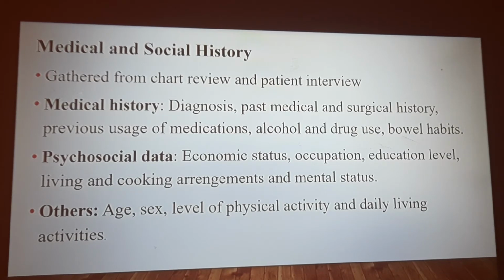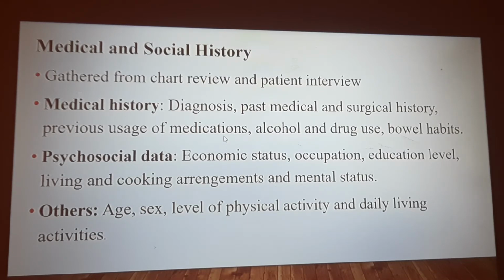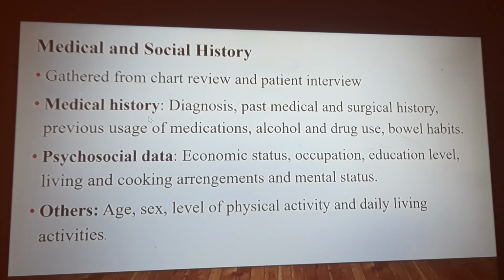Next one is medical and social history. As we have already studied in the history collection, medical and social history is gathered from the chart of the patient or through an interview with the patient. First is medical history. In the medical history we are checking diagnosis, past medical history and surgical history, previous use of medications, alcohol and drug use, and bowel habits.